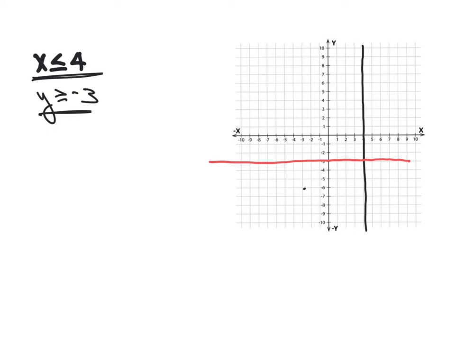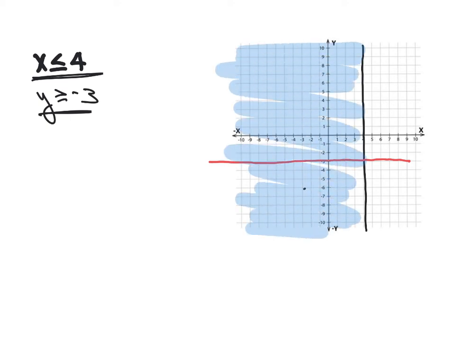Okay, so that's easy enough. As far as our highlighting goes, x is less than or equal to 4. We're going to graph all of this. And then in yellow, y is greater than or equal to -3. We're going to graph all of this. And then all I care about is this area right here where the colors intersected.